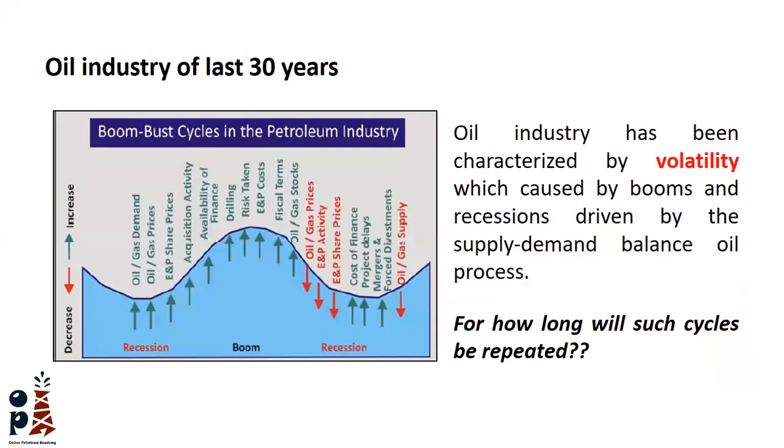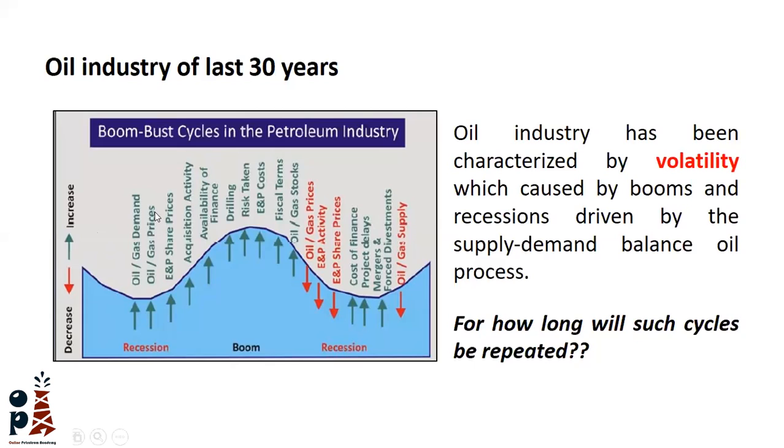So a conclusion of the oil industry over the last 30 years is that we have volatility. What we mean by volatility is that we have a recession and a boom. In the recession, oil prices are low, so the demand for oil and gas will increase. Then the increasing demand affects oil and gas prices again.